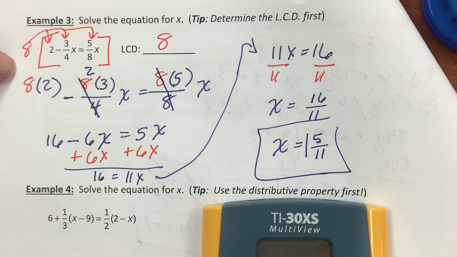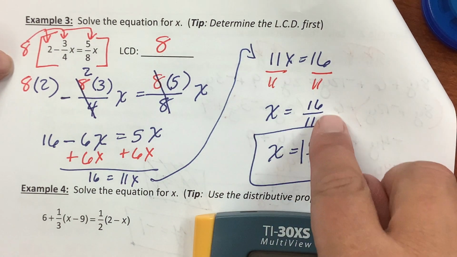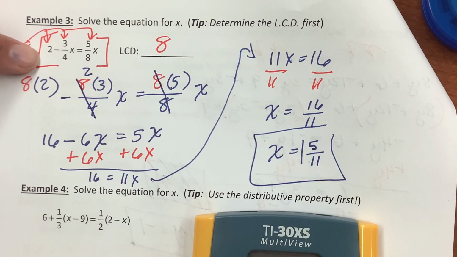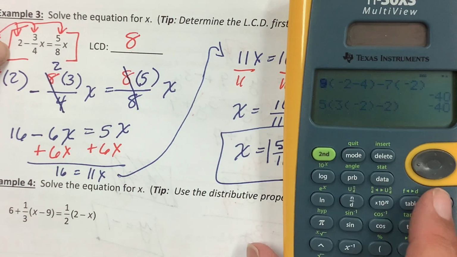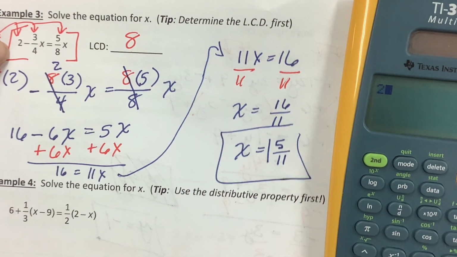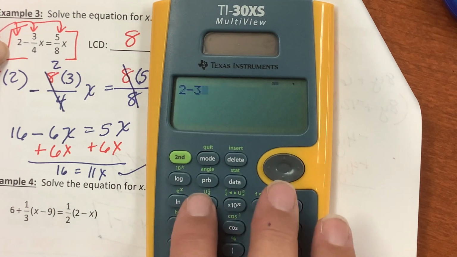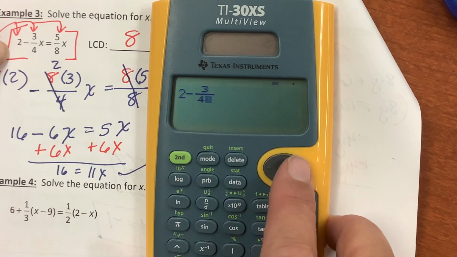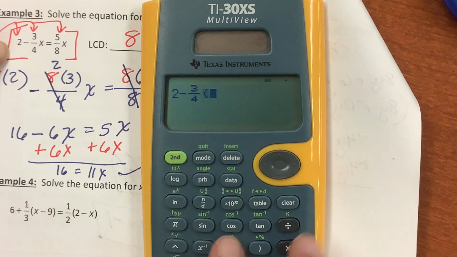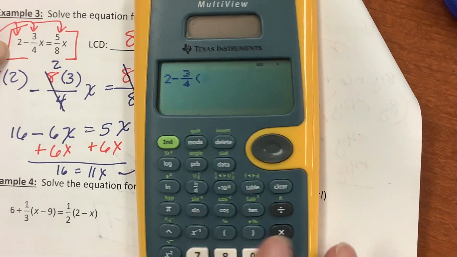Now go back and check it. You definitely, I'm going to use this to check it though. All right, so for sure, I want to check this guy. 2 minus 3/4. Use this to get off the fraction. Times, what did I say the answer was? 16 over 11.